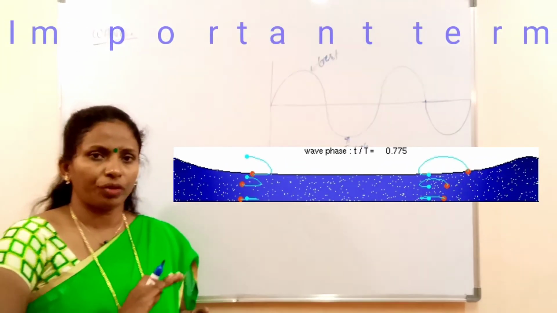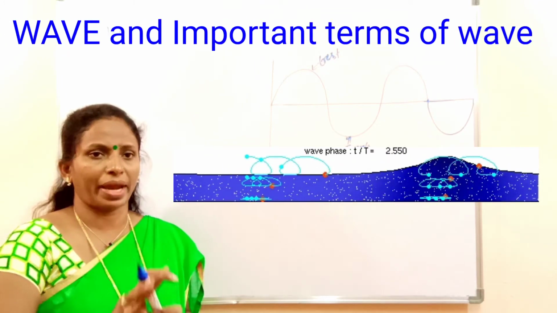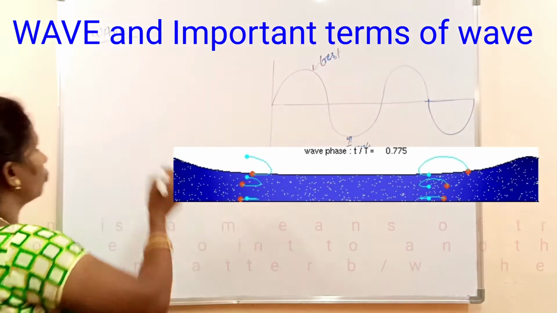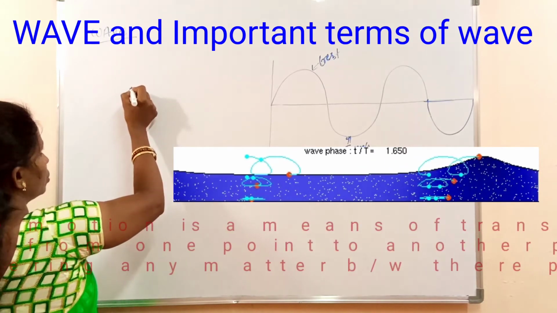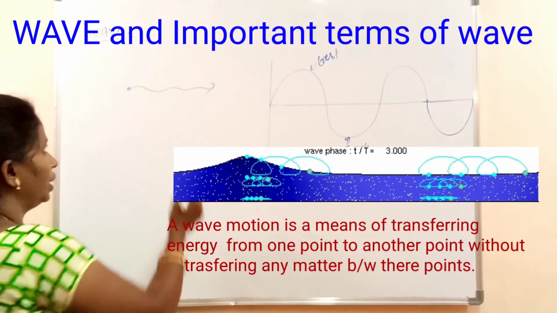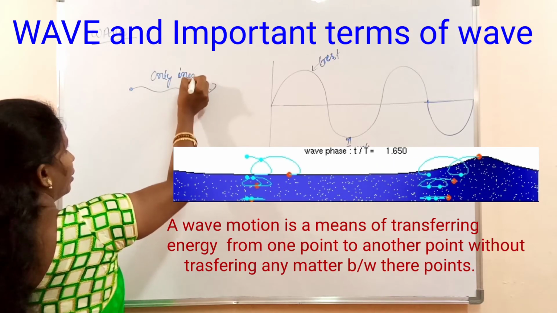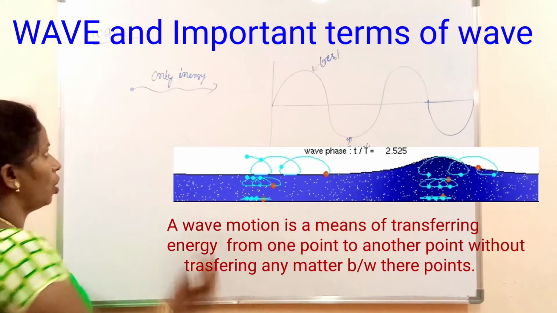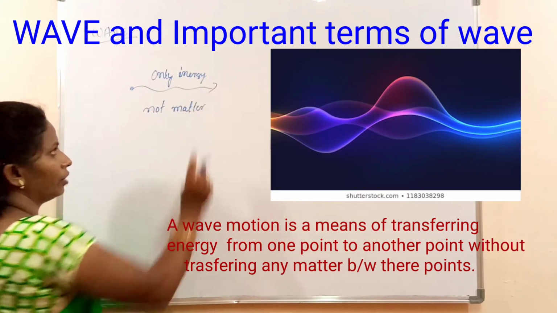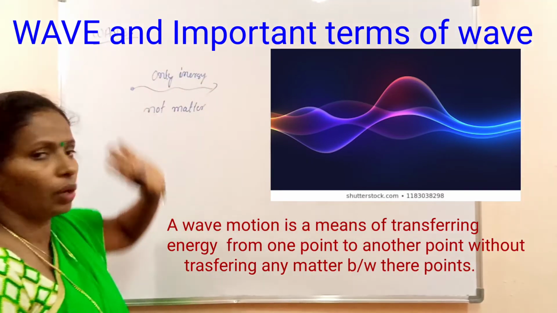So let us study the properties of wave. It is the motion of energy from one point to another point without transfer of matter. The motion of energy from one point to another point without transfer of matter is called a wave. Only energy is going to transfer, not the matter. Matter will not get transferred from one point to another point.